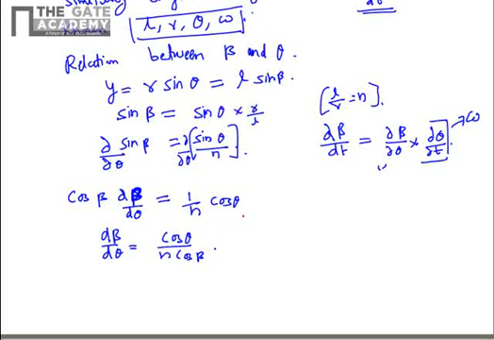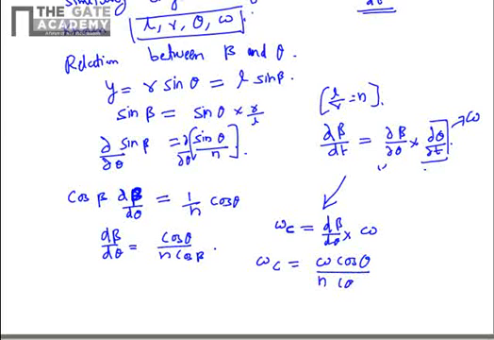Now the angular velocity of the connecting rod we will term omega C for now. It is equal to d beta by d theta multiplied by omega, since d theta by dt is nothing but omega. So the angular velocity of the connecting rod is omega cos theta by n cos beta. But here again we have beta in the denominator, which is not a given quantity. Theta, omega and n are known, but beta is unknown. So we have to simplify the expression for cos beta.